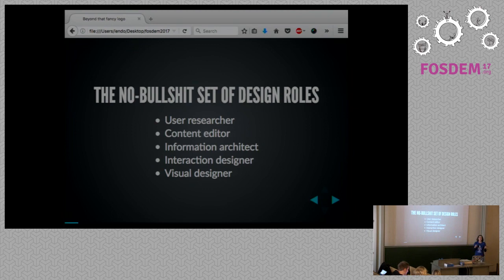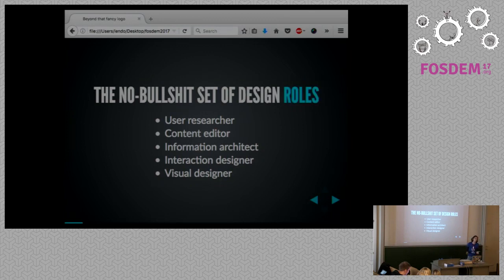Designers are not a single thing either. They are also a set of roles. And these are they: user researcher, content editor, information architect, interaction designer, and visual designer. Some people might tell you there are things missing from that list, like UX person, and design strategist, and service designers. And I'm going to say, yeah, sure, but I think that this list is probably a good compromise between what actually happens when you make software and the design industry bullshit.